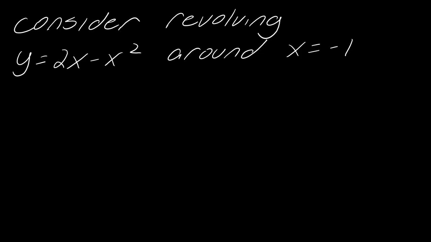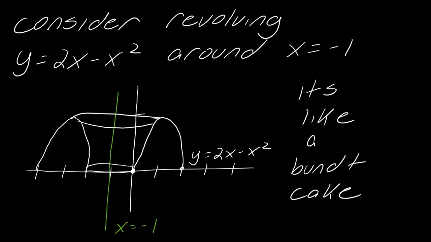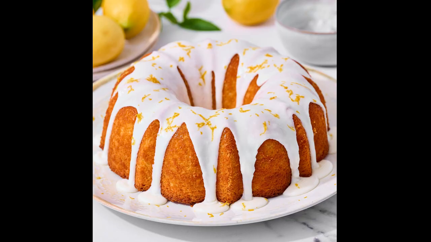So here's a classic example. Let's say that I have the curve y equals 2x minus x squared, and I want to revolve it around x equals -1. So let's draw what that looks like. Here's my curve 2x minus x squared, and then here's x equals -1. If I revolve that about it, what it's going to look like is this kind of bundt cake shape.